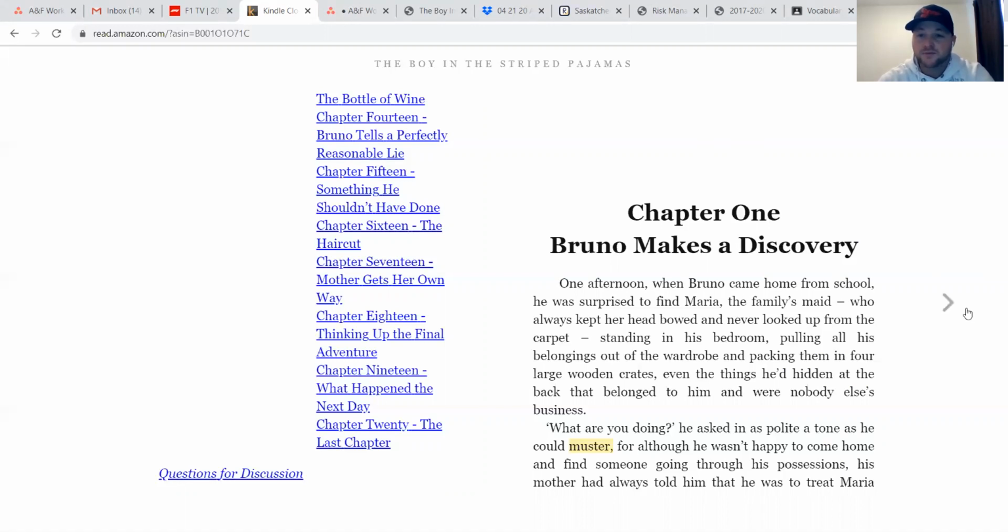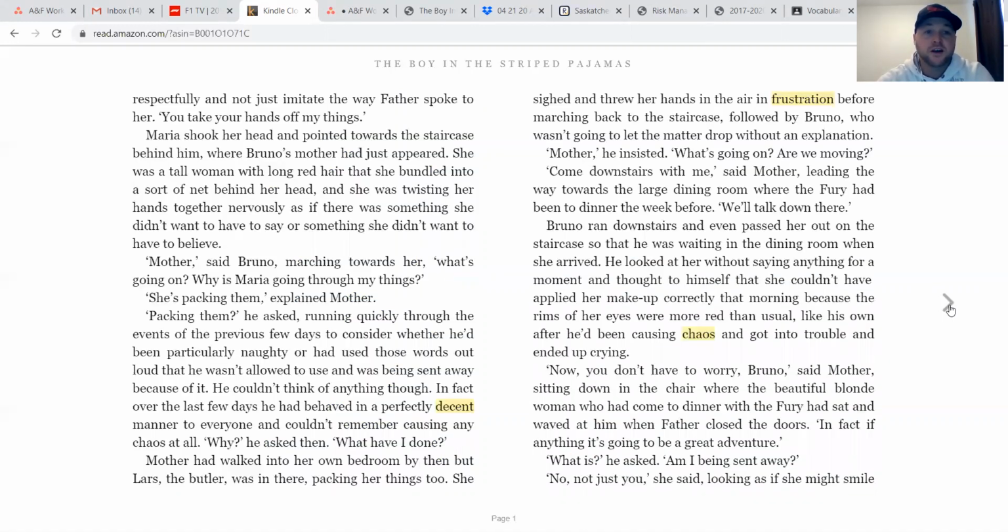"What are you doing?" he asked in as polite a tone as he could muster. For although he wasn't happy to come home and find someone going through his possessions, his mother had always told him that he was to treat Maria respectfully and not just imitate the way Father spoke to her. "You take your hands off my things." Maria shook her head and pointed towards the staircase behind him, where Bruno's mother had just appeared.